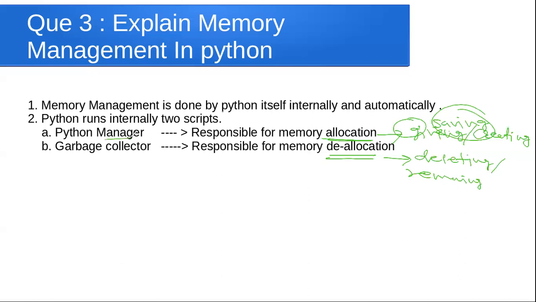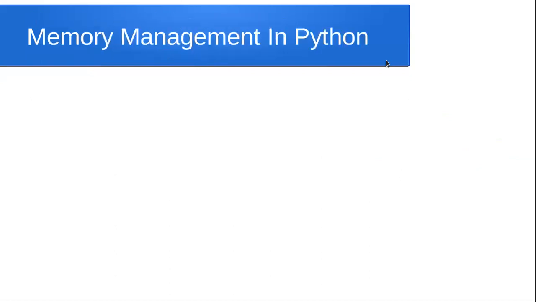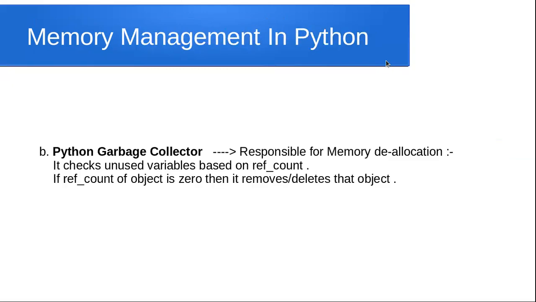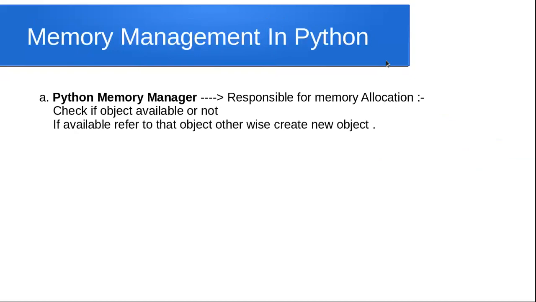After that, the Python memory manager is the first script and the garbage collector is the second script. What will the Python memory manager script do? It is responsible for memory allocation. It checks whether the object is available or not. If available, it refers to that object.